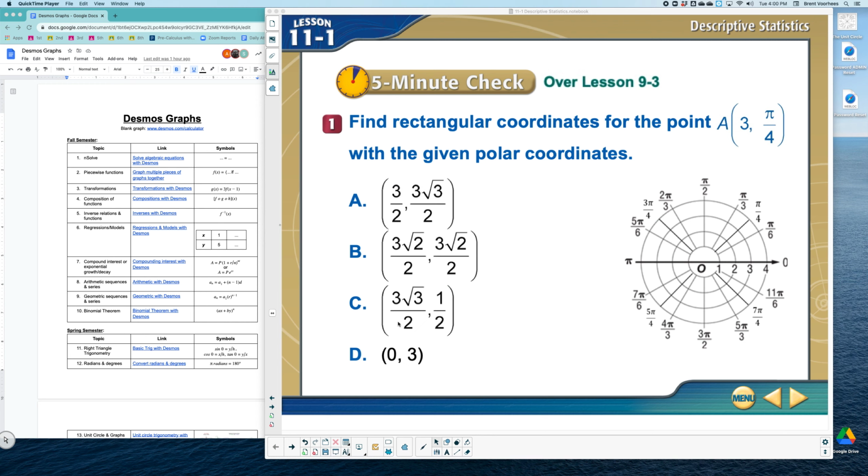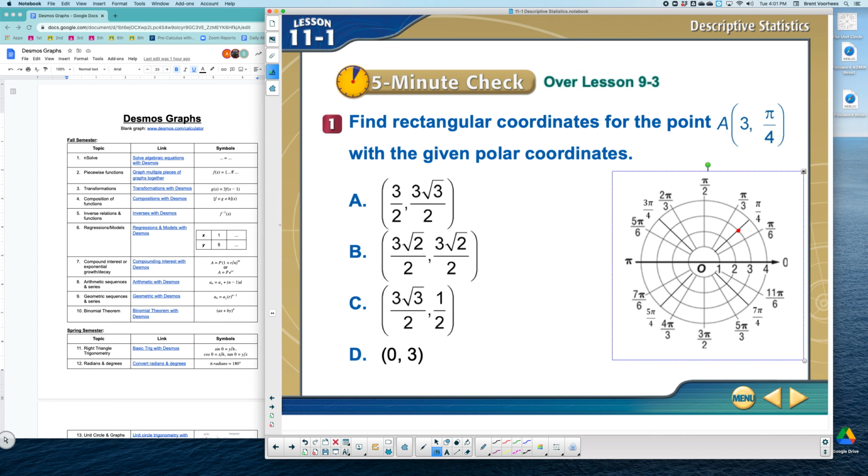On number 1, it says find the rectangular coordinates for the point 3, pi over 4, given those polar coordinates. So 3, pi over 4 is polar, means we're going to be on this third circle, somewhere on this third circle, and specifically that somewhere is the pole pi over 4. So if I go to pi over 4, where these two meet, this would be my point A right there.